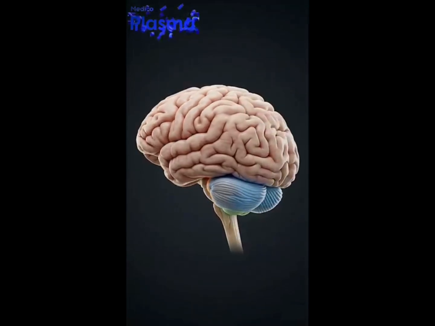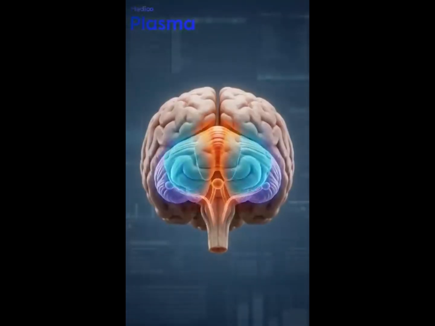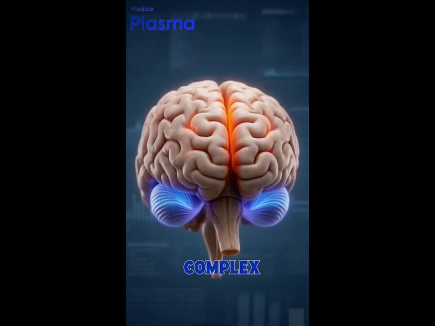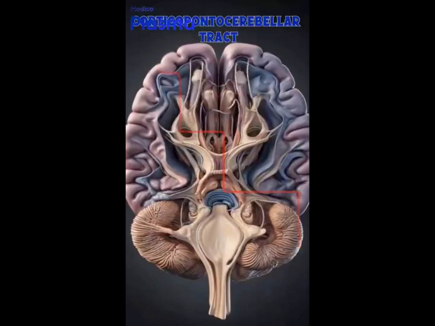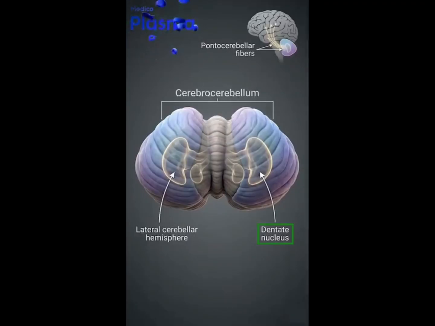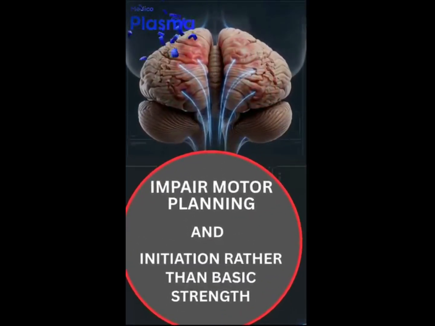Further laterally are the cerebellar hemispheres, forming the lateral zones. These regions are involved in planning, timing, and coordination of complex voluntary movements. They receive cortical input through the corticopontocerebellar tracts and project via the dentate nucleus. Lesions here impair motor planning and initiation rather than basic strength.